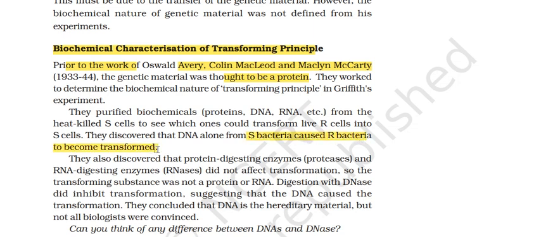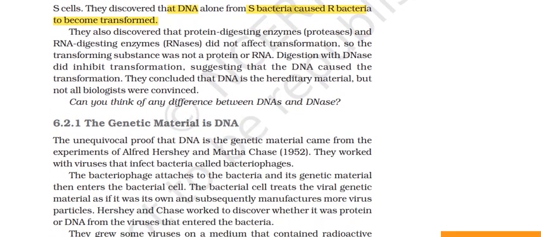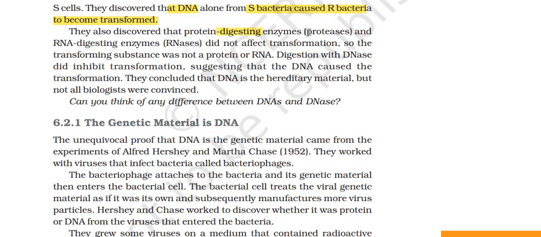What did they do basically? उन्होंने biochemicals निकाले, DNA ले लिया, protein, RNA, ठीक है, heat killed S strain, and they had to see what was the chemical that was getting transformed into the live R cells. Fine. And they discovered that it was DNA alone that was responsible for the R bacteria to become virulent. Fine. They also discovered that protein digesting enzymes, proteases, and RNA digesting enzymes, RNases, did not affect transformation. So the transforming substance was not a protein or RNA.